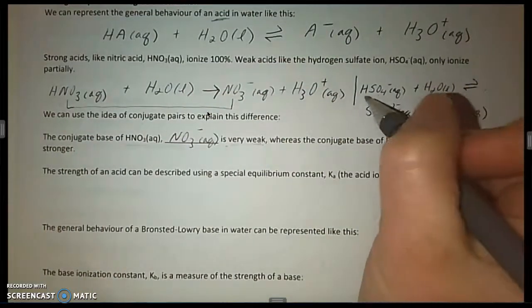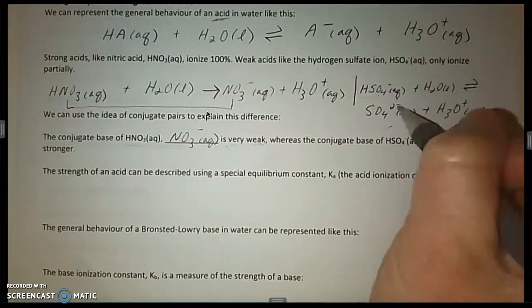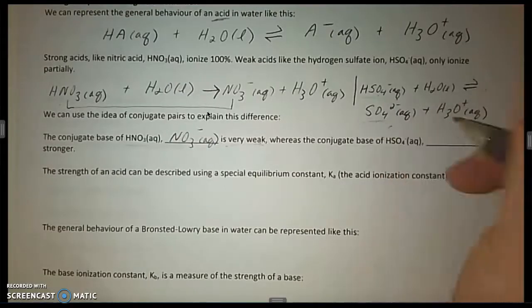Whereas when I have a weak acid right here, the conjugate base, so in the case of this reaction, my conjugate base is sulfate.